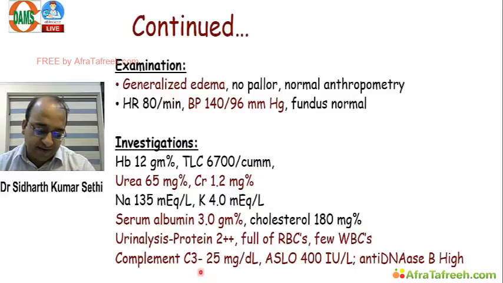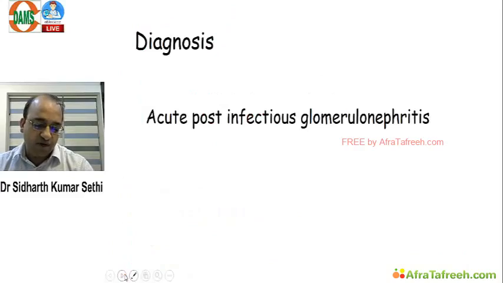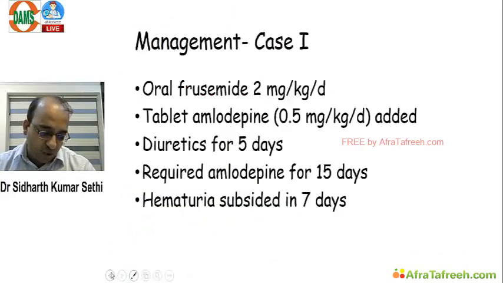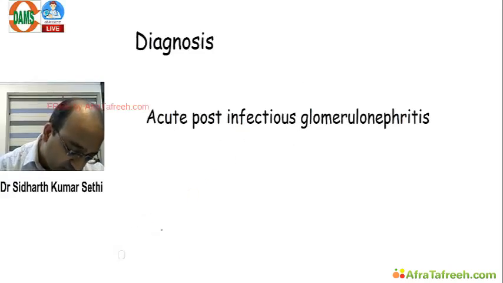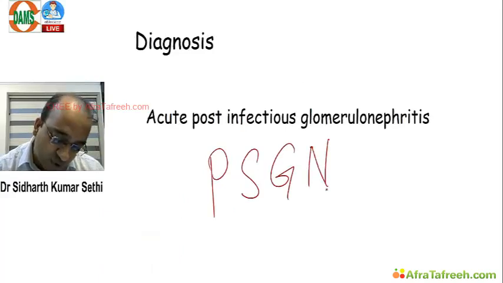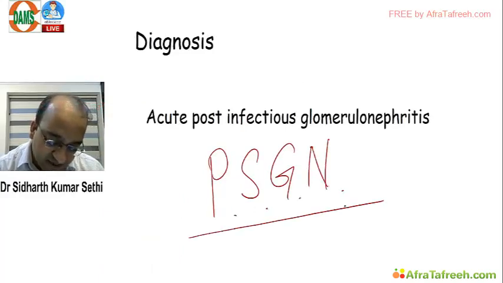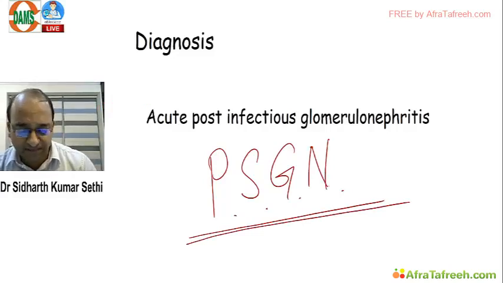So this child definitely has post streptococcal glomerulonephritis. Okay, so he has a nephritic picture, nephritis with streptococcal evidence. So it's post streptococcal. I would say a more complete diagnosis here, instead of post infectious, is post streptococcal, because I also got evidence of streptococcal infection. So my diagnosis is post streptococcal glomerulonephritis.